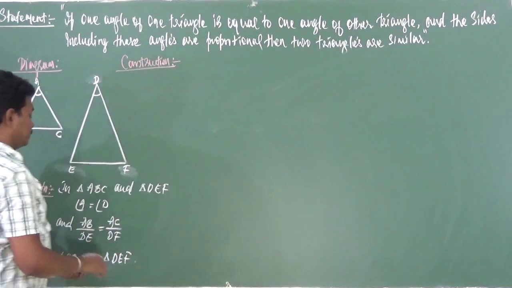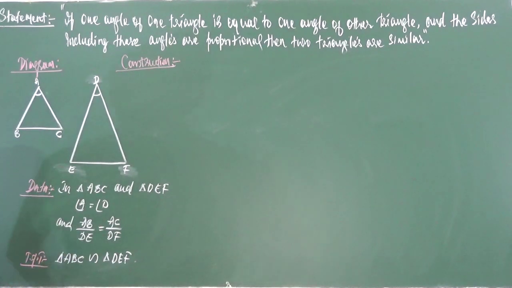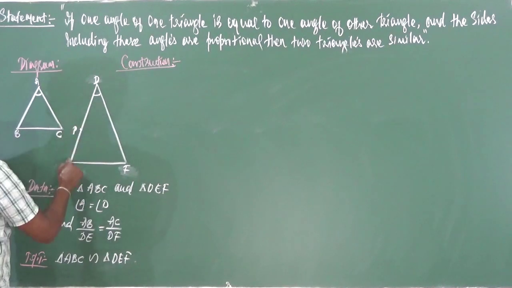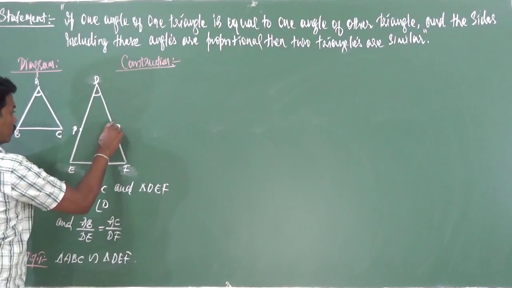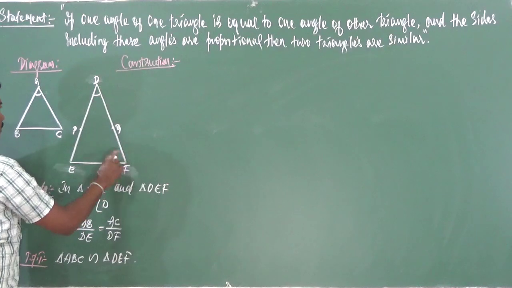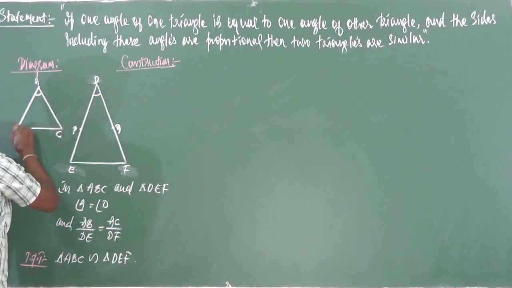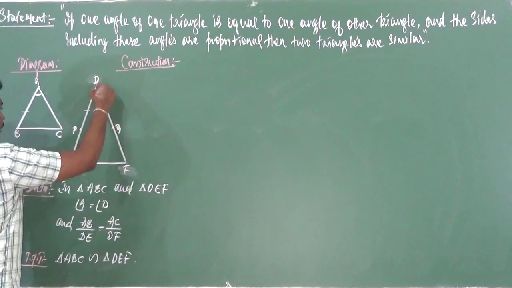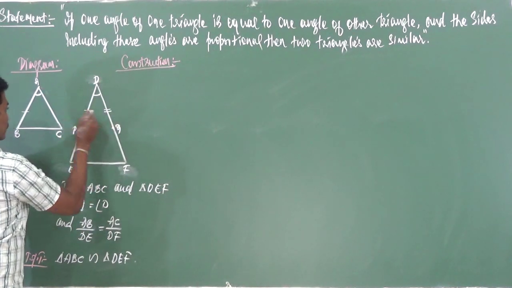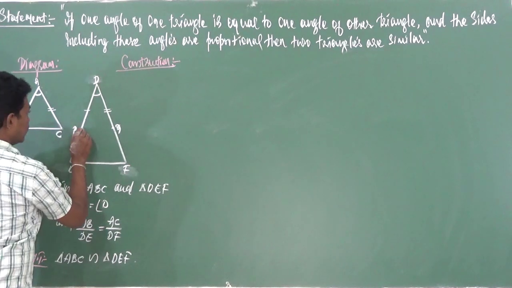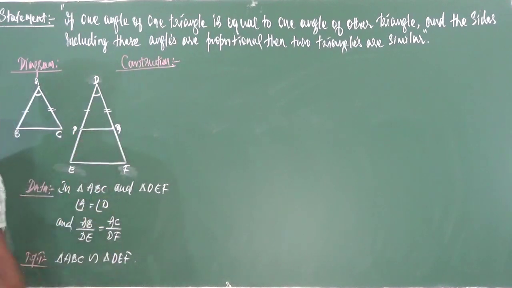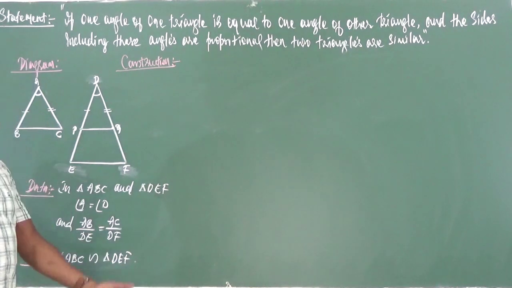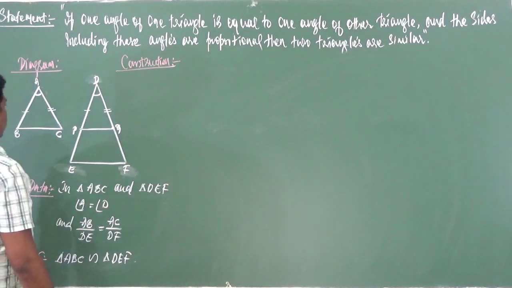Construction part of the statement, we will get into this. So now, mark a point P on DE, Q on DF such that DP is equal to AB and AC is equal to DQ, and join this PQ. Same construction we did in the previous theorem, that is in the SAS similarity criterion proof.